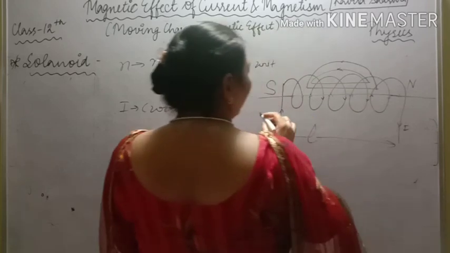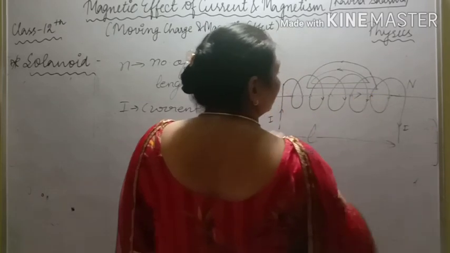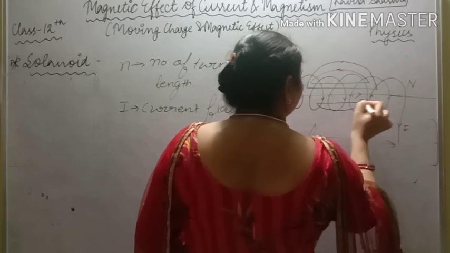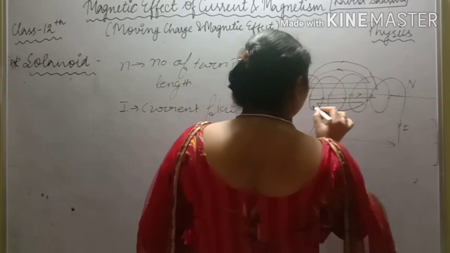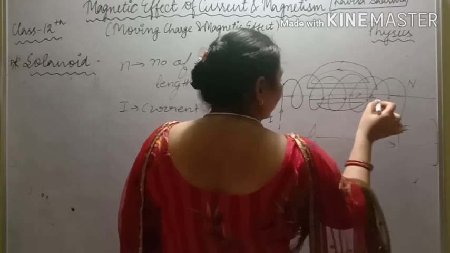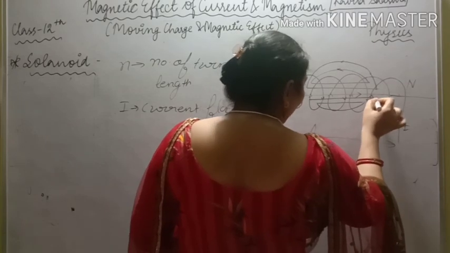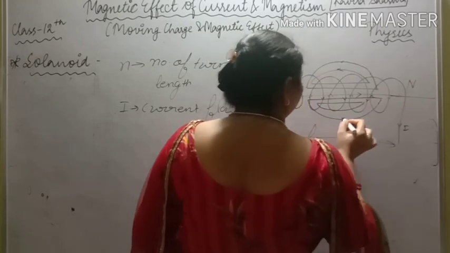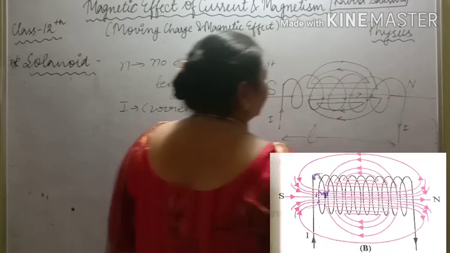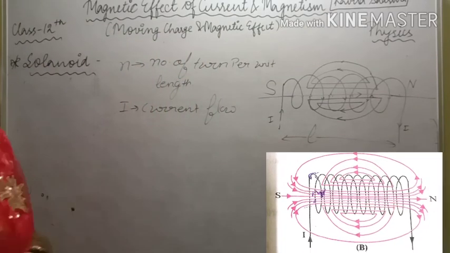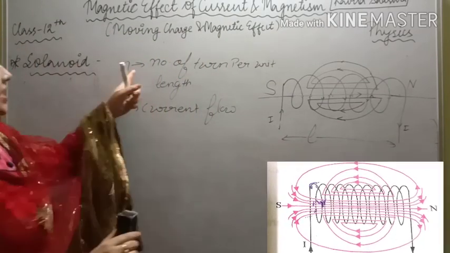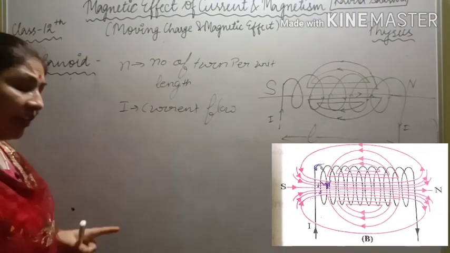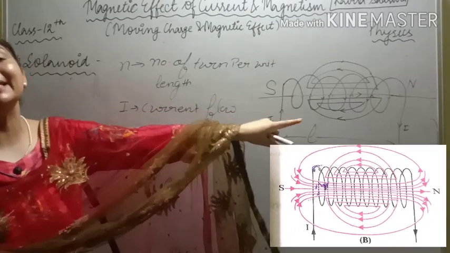And inside the solenoid we have the direction from south to the north. They do not intersect each other, because at the same point we do not have two directions of the magnetic field. Right? So now we have small n, the number of turns per unit length, and I is the current flowing. Now we consider a loop in this solenoid.